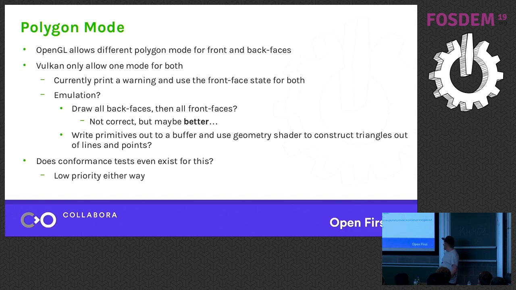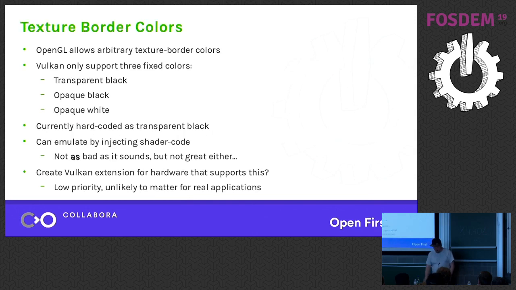We can write out the primitives to a buffer and stream it out, and use a geometry shader to construct triangles afterwards, maybe. I don't know. It's a pretty low priority issue to fix.